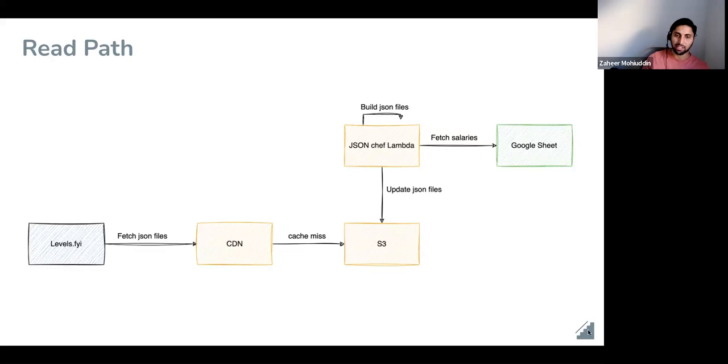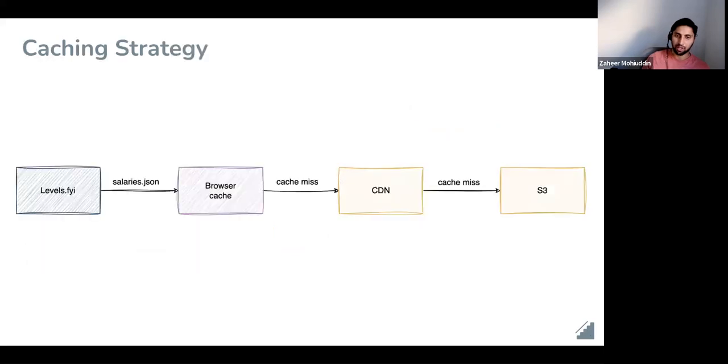Now, in terms of the caching strategy, I mentioned this file was really big over time, and so it was important to have heavy caching. We had several layers of caching, the first one being on your browser itself. When someone loaded the data, we would cache that file on the browser.